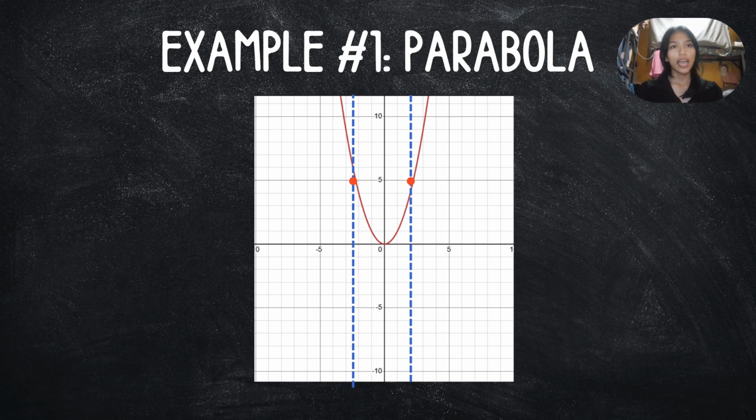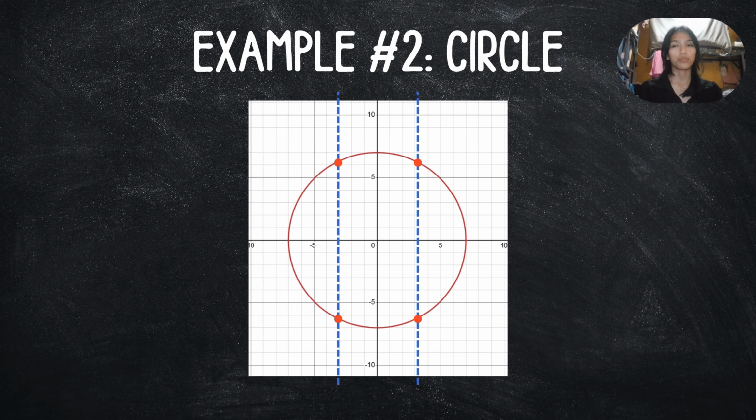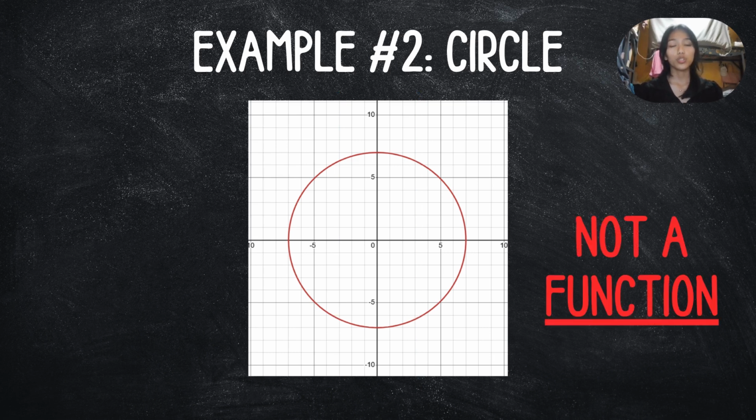Here we have example 1, which is the parabola. In this parabola, any vertical line drawn will touch the graph exactly once. Therefore, one x value corresponds to only one y value. And here we have example number 2, the circle. When we apply the vertical line test to a circle, the vertical line touches the graph twice, and this means one x value has two y values, which violates the function rule. So we can conclude that a circle is not a function.